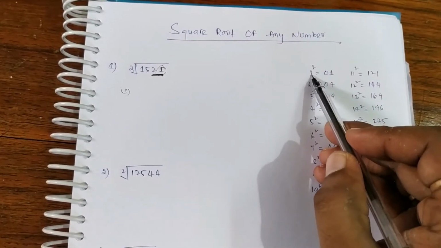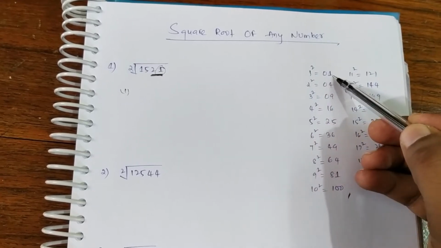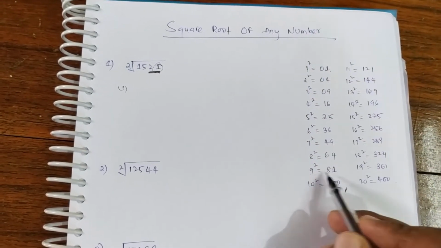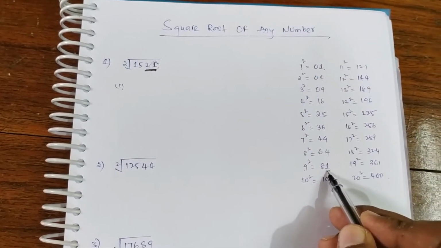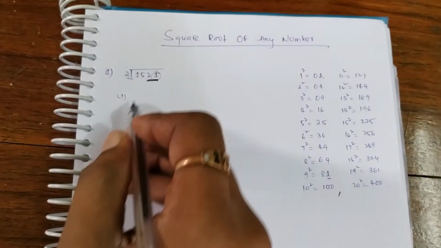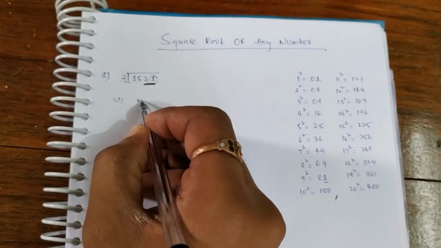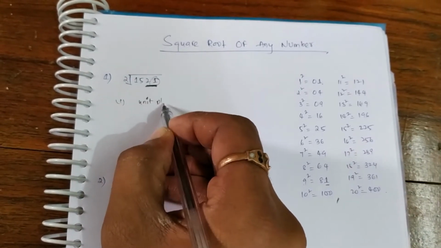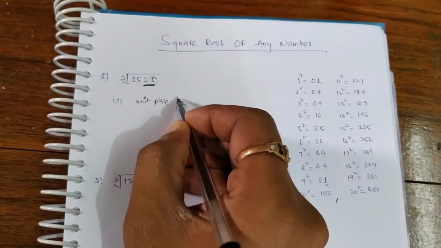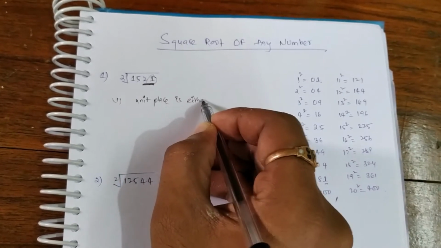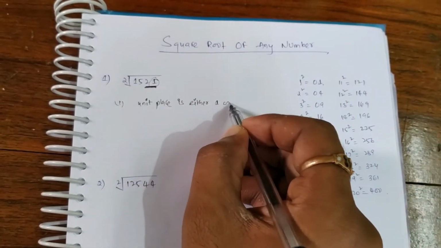Let us see. 1 square is equal to 1. Here the unit digit is 1, and 9 square is equal to 81. The unit digit is 1. So the unit place comes with either 1 or 9. This is the first step.